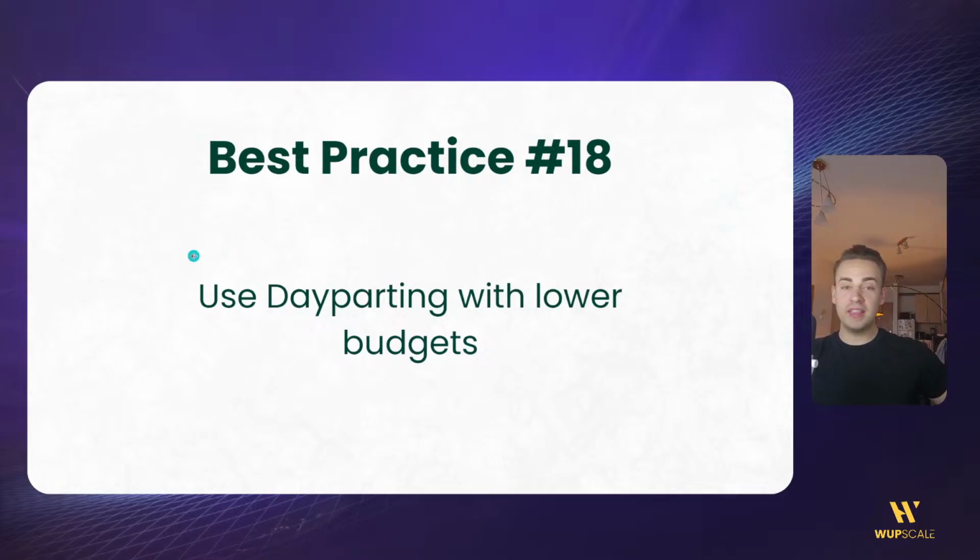Now, number 18. These steps are going to be some advanced media buying strategies. Number 18 is going to be day parting with lower budgets. So if you notice that you only get conversions on Tuesdays and Wednesdays or between 1 p.m. to 6 p.m., you can actually set up day parting and it's automatically going to pause and start your ads between these time periods. It's also best once you have a lower budget and you can't afford to keep your ads running all day long.